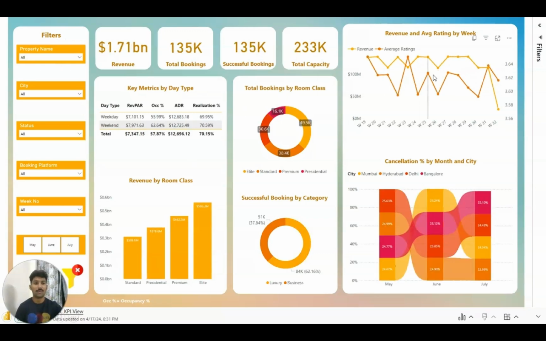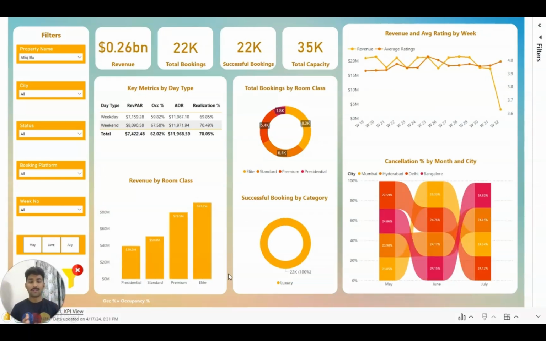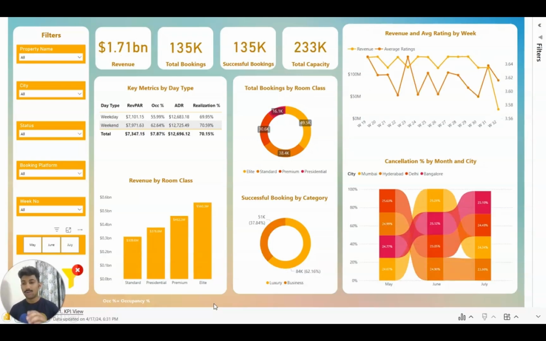Now at the top right we can see again a line chart for revenue and average rating by week. Here the revenue and average ratings are mapped by week. As you can see, the line chart looks very cluttered right now. All the points are in this very small area. So let me expand it for you and then you can see it very clearly.